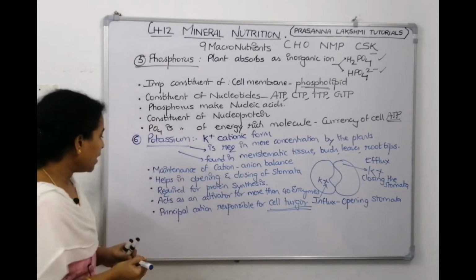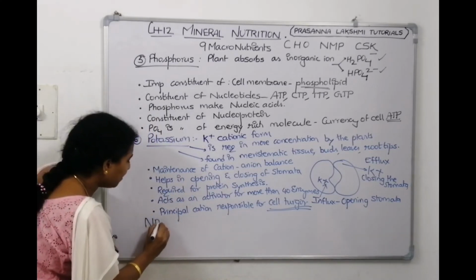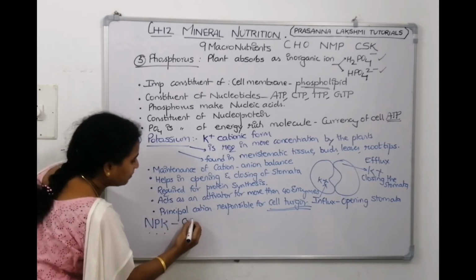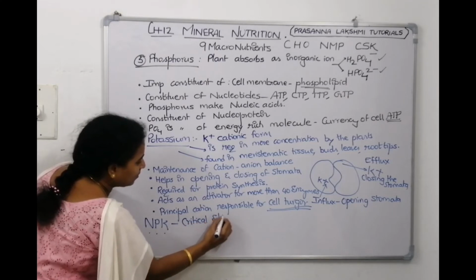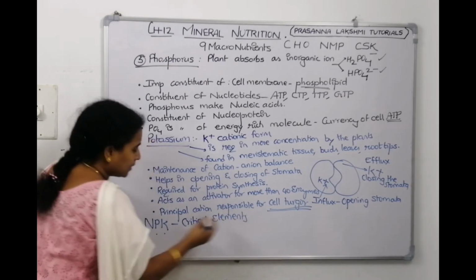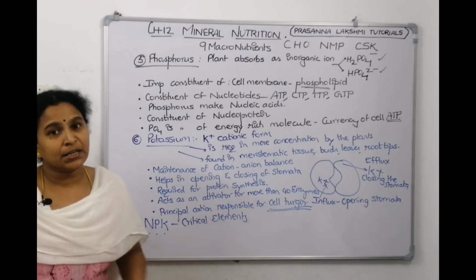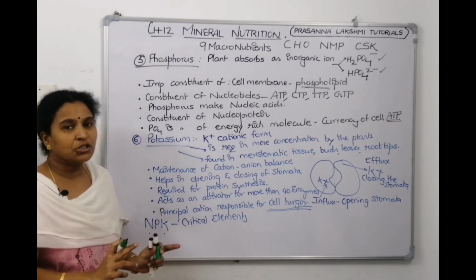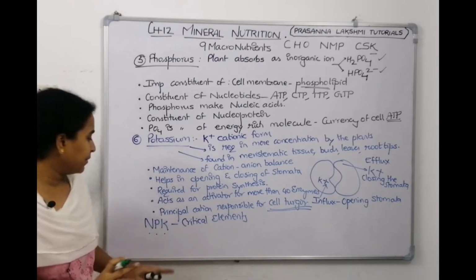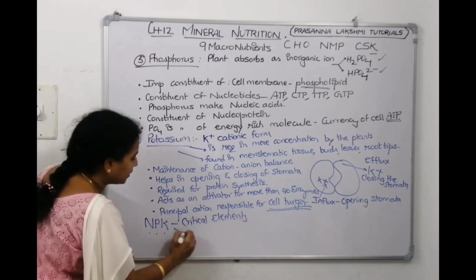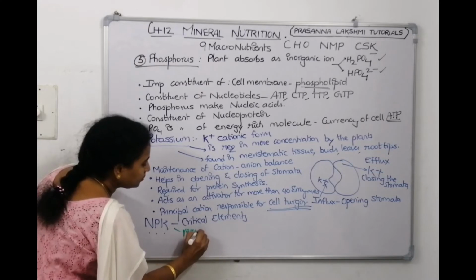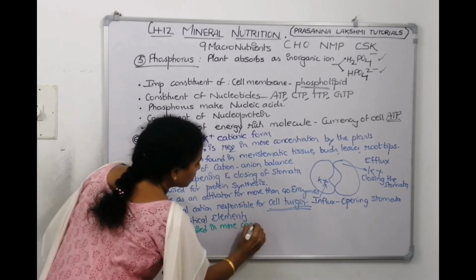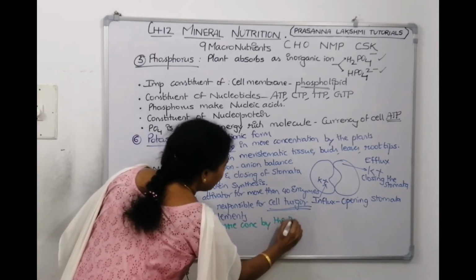So, that's why we call NPK, nitrogen, phosphorus and potassium, critical elements. We call them critical elements because they are required by the plant in more concentrations, and if you don't provide that concentration, the plant shows deficiency symptoms. NPK are critical elements, required in more concentrations by the plant.